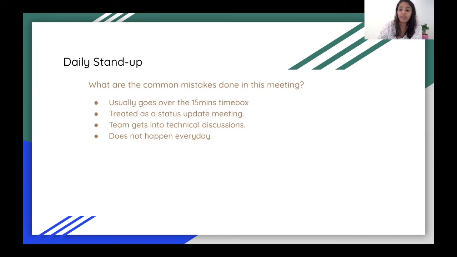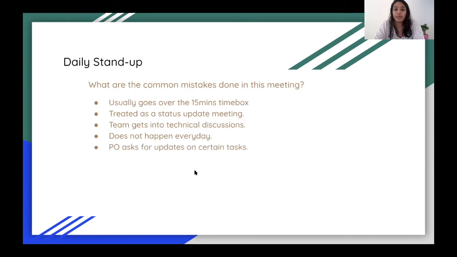So unless the office is shut for 4 days and you genuinely have no work, maybe then it's okay to say I have no updates because you're not working. But otherwise, there should be something you have done that you will want to share, right? So don't look at this as a status update or status report meeting, please.